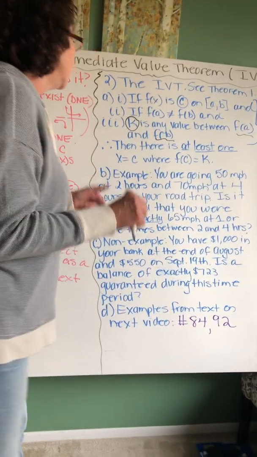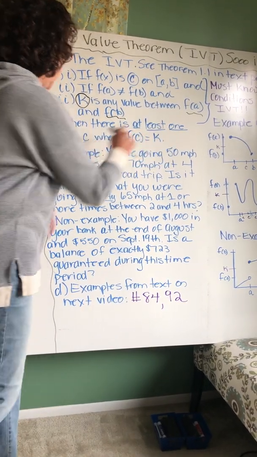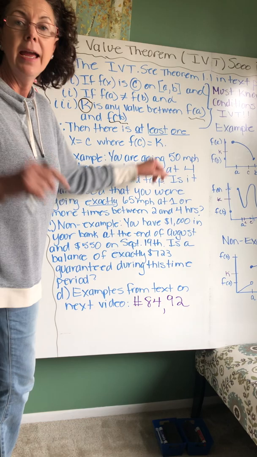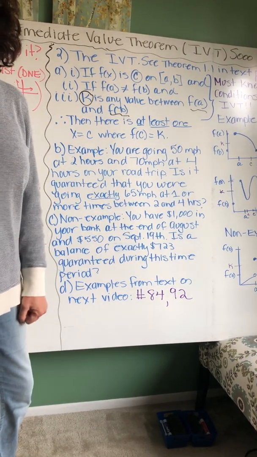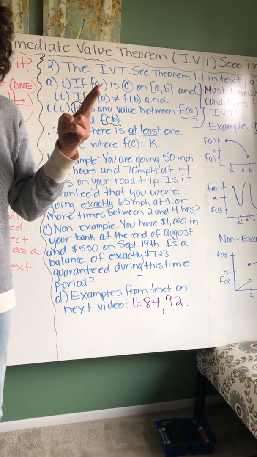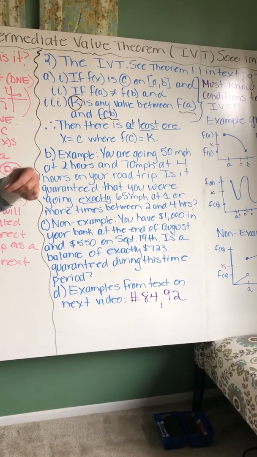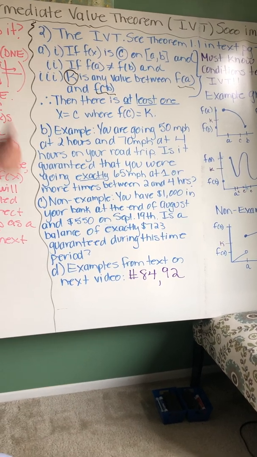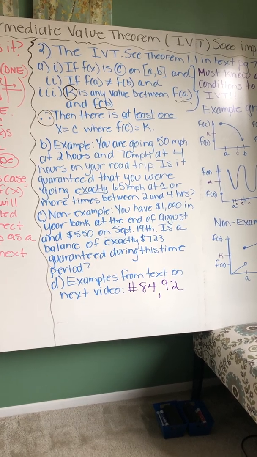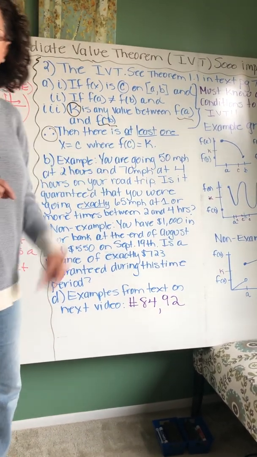Okay, what we can conclude from these three conditions is then there is at least one x equals c where the value of the function does equal k. It is guaranteed, it has to happen. What does that mean? Let's recap. If you have a function that is continuous on a closed interval, f of a does not equal f of b, and k is a y value in between f of a and f of b, then we can conclude without a doubt there is at least one x that we call x equals c where f of c equals k in between f of a and f of b.